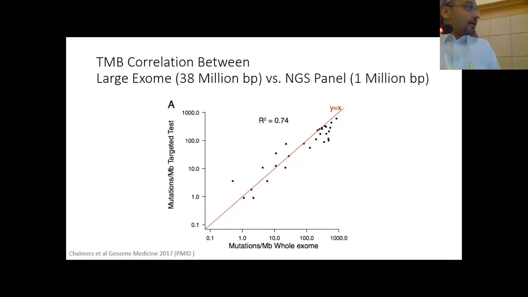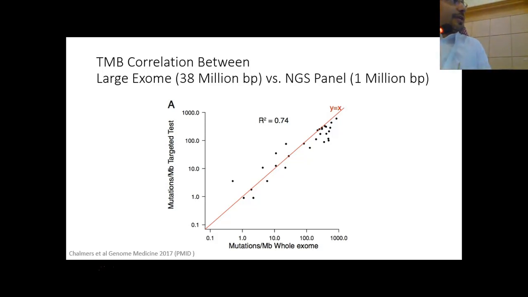And one way to do it is by doing a large exome. Basically, we read all 20,000 genes. And this is common in the germline world, in the inherited disorders. And the size of it is usually 38 million bases. This is a fantastic way to detect tumor mutation burden.